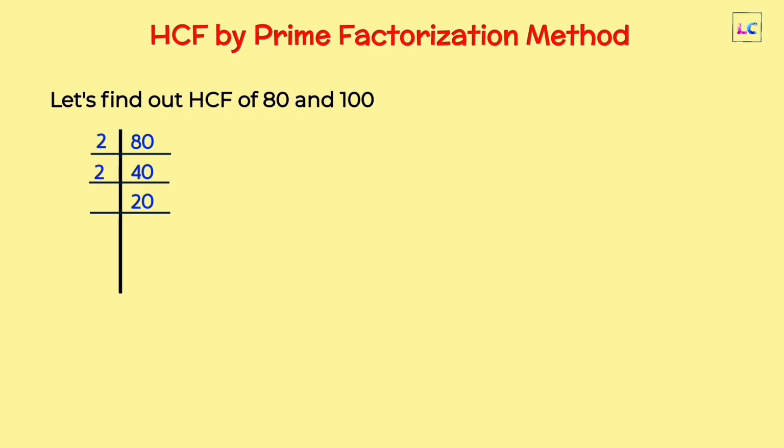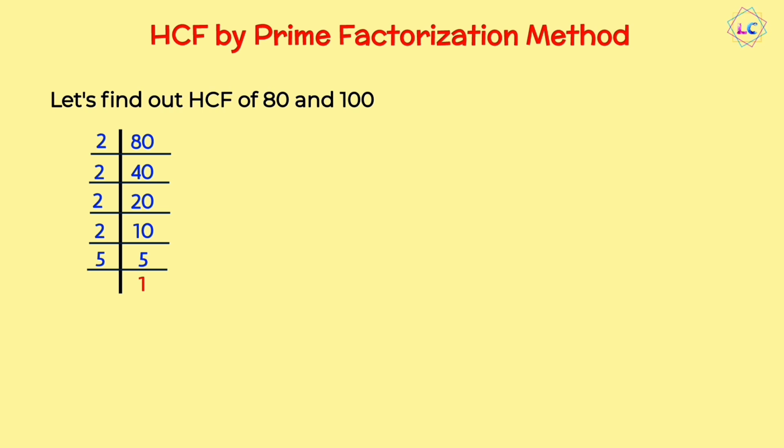20 is also divisible by 2. So 20 divided by 2 is 10, and 10 divided by 2 is 5. Now 5 is a prime number, so divide it by 5. 5 divided by 5 is 1. So the prime factorization of 80 is 2x2x2x2x5.